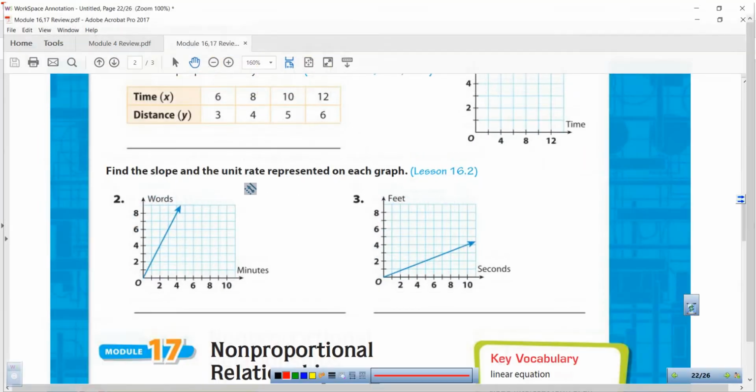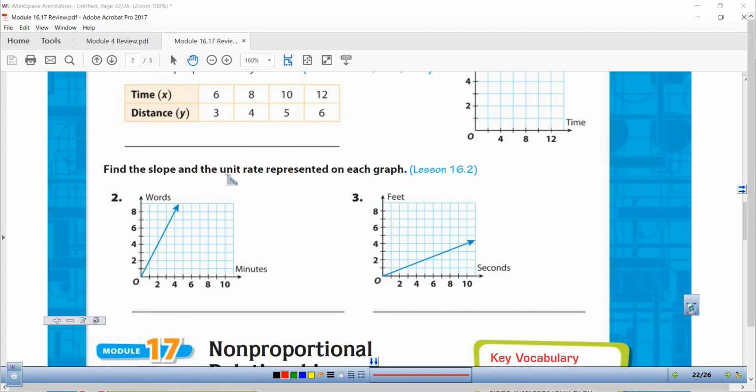Find the slope and the unit rate. By the way, we talked about unit rate in the previous video, and remember, slope in a proportional relationship, slope and unit rate will be the same. Okay, slope and the unit rate in a proportional relationship will be the same. All right, so let's go ahead and find the slope.